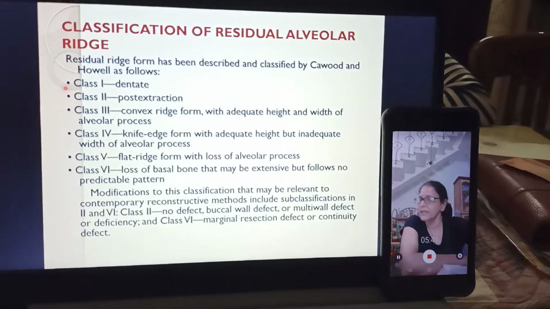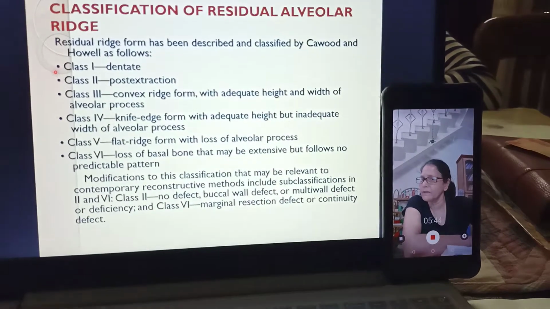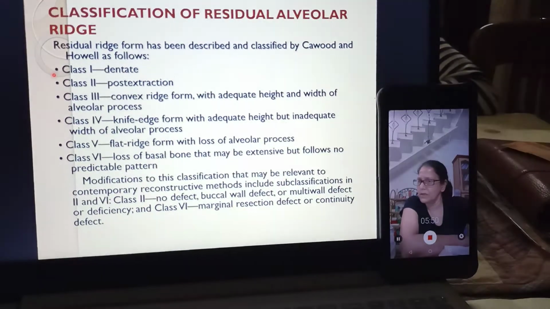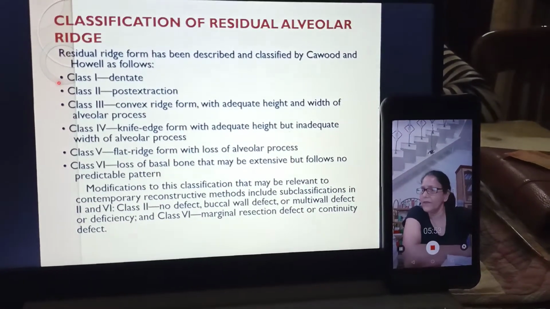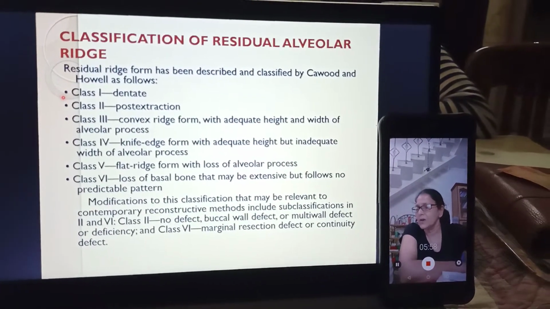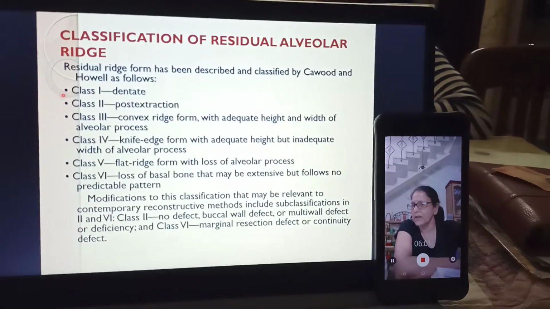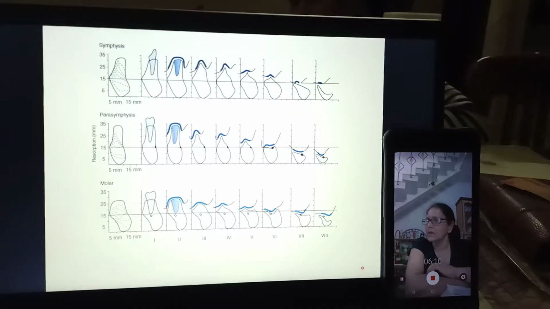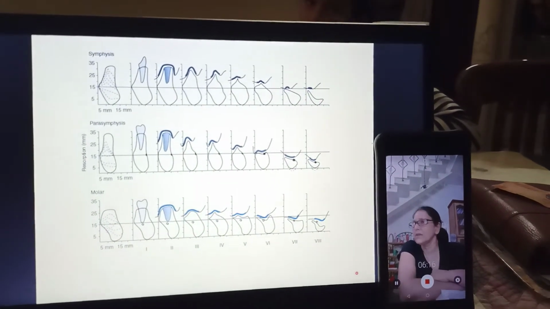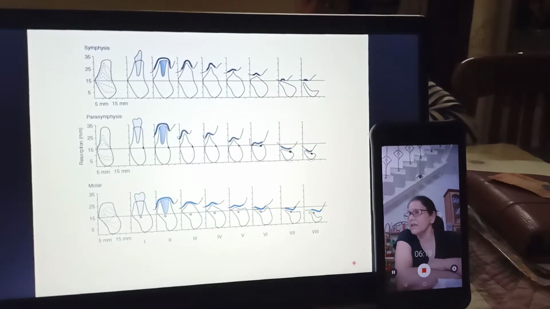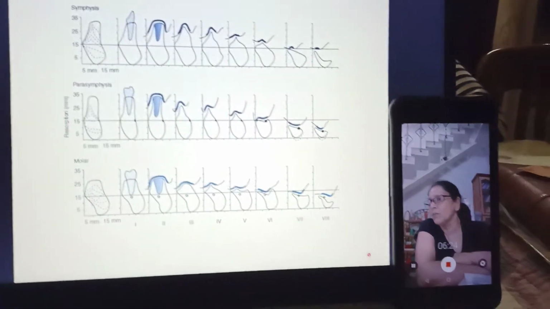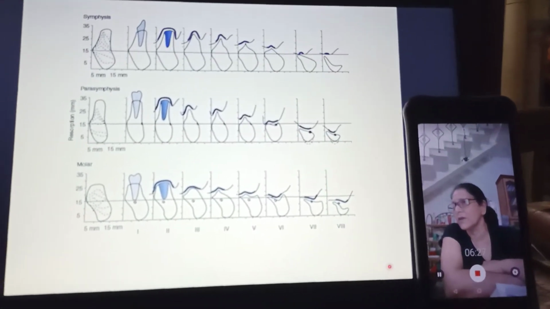Modification to this classification that may be relevant to contemporary reconstructive methods include subclassifications, that is in class 2 and class 4. Class 2 will have no defect or buccal wall defect or multi-wall defect or deficiency, while class 6 can have marginal resection defect or continuity defect. The diagrammatic representation you can see in the top diagrams, there is symphysis area, the middle one is the parasymphysis area, and the bottom diagram is taken from the molar area as the cross section of the alveolar ridge.